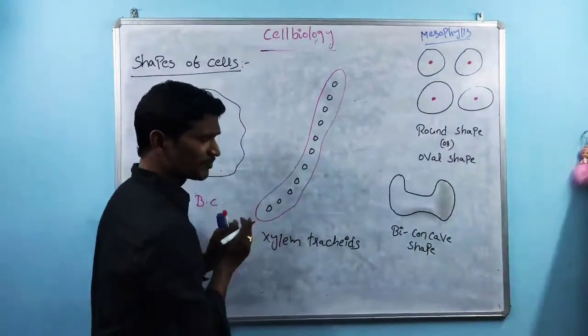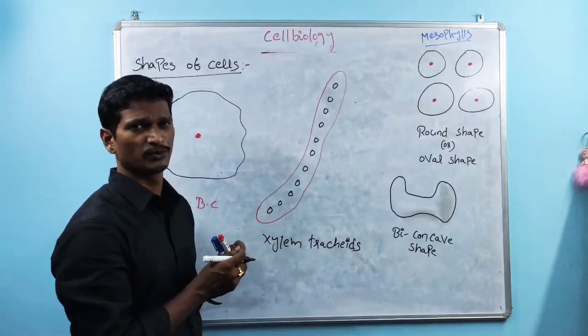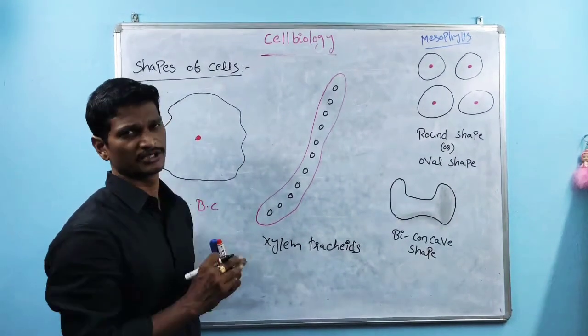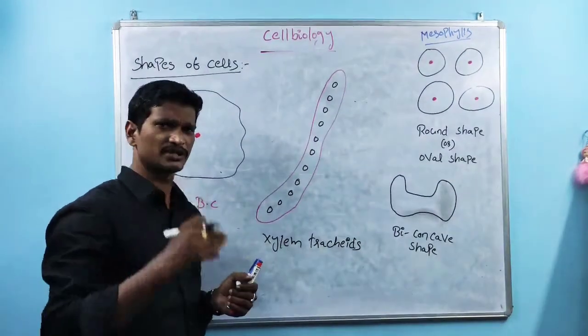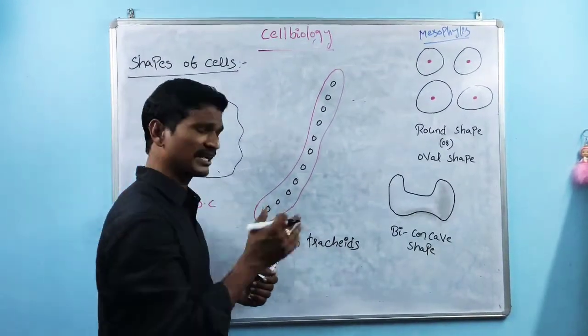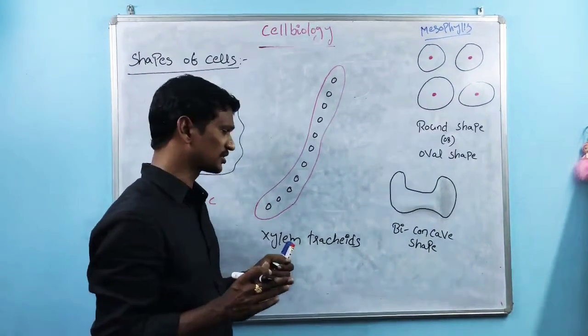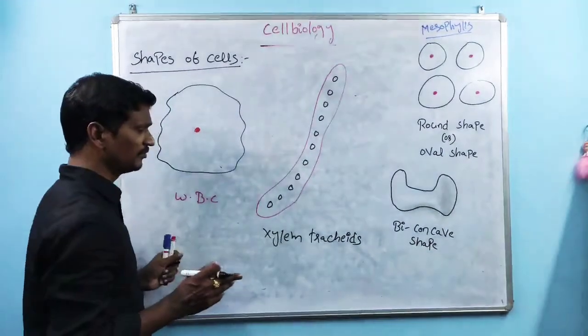See, these xylem tracheids are supporting the transportation of water over long distances. Some plants have very great height, so how is the water transported? Either xylem tracheids or xylem vessels support the transportation of water.